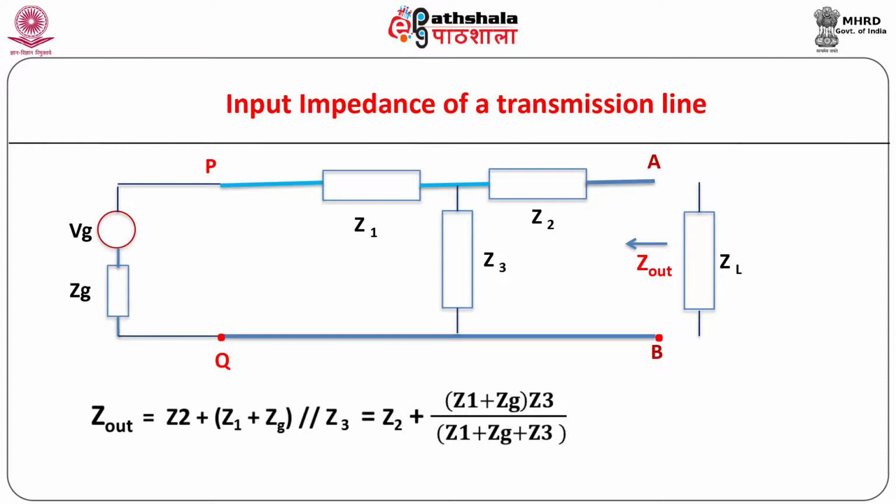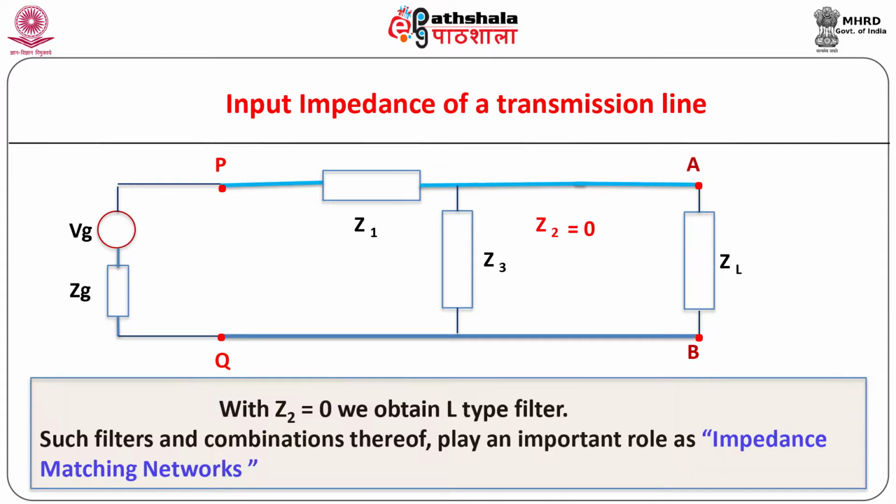The impedance across the output terminals A and B with generator having impedance Zg present but load impedance ZL removed is called as the output impedance of the circuit and is given by the expression as shown. Knowing the values of Z1, Z2, Z3 and ZL or Zg, we can calculate Zin and Zout using the rules of complex algebra. With the choices of either Z1, Z2 or Z3 equal to 0, we can get different types of filter networks. For example, with Z2 equal to 0, we obtain L type filter. Such filters and combinations thereof play an important role in what is known as matching networks.